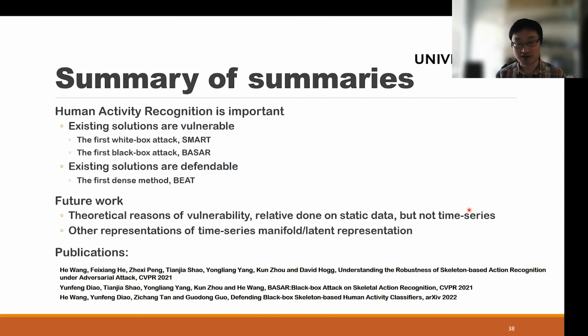So in terms of framework future work, we would like to explore more theoretically the reason for the vulnerability of motion-based classifiers. While this is relatively well researched for static data, I don't think it's very well explored on time series in general. And we would also like to explore other representations of other types of time series data, like financial data, videos, and other types of time series data.